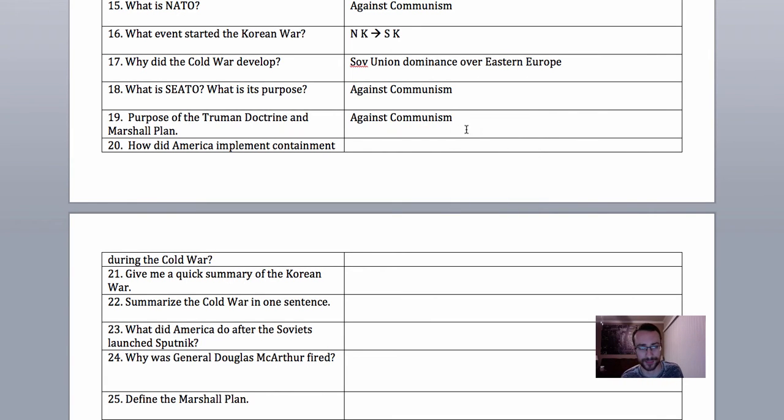How did America implement containment during the Cold War? Now they're going to create plans for rebuilding. So basically, this is almost the opposite question of what 19 is. It's the Truman Doctrine and the Marshall Plan. So they're going to help try to rebuild some nations, try to give them some cash in case they're going to fall into communism. So we'll just say, look at number 19.